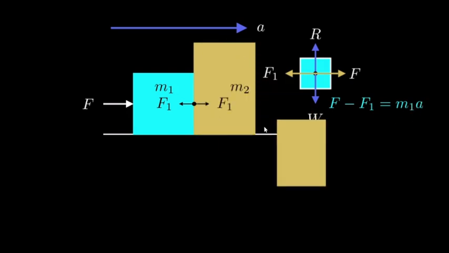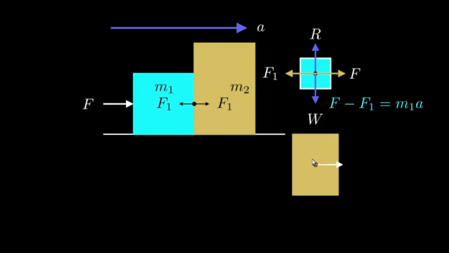Similarly, we draw the free body diagram of the second block. Here I have not drawn the weight and the reaction forces since they have no role here, and we see that the second block has only one force, which is F1. So we get the equation of motion as F1 equals the mass of the block into acceleration, M2 a.